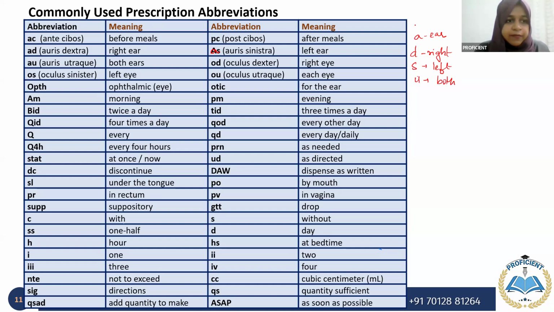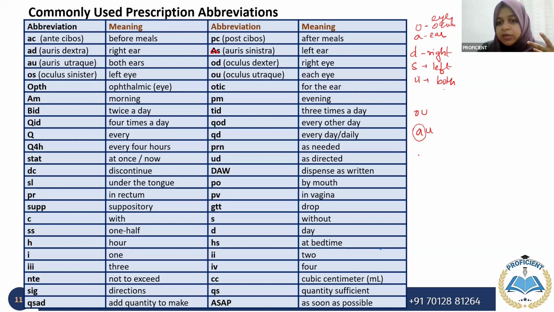And one more. O for oculus. Oculus is eye. So A for auris, which is ear. O for oculus, means your eye. D for right. S means left. U means both. So what is OU? Oculus uterque, both eyes. U is both. O is eye. So both eyes. If it is AU, it means both ears.